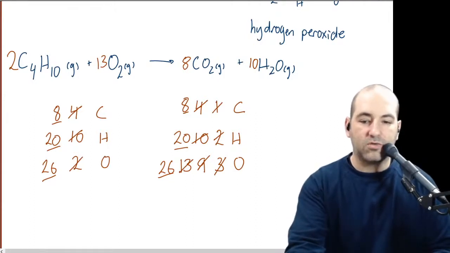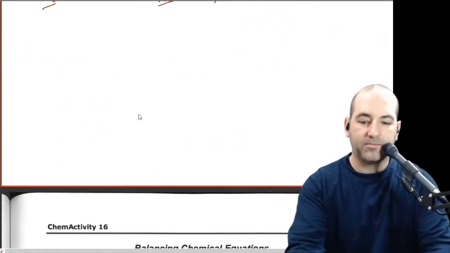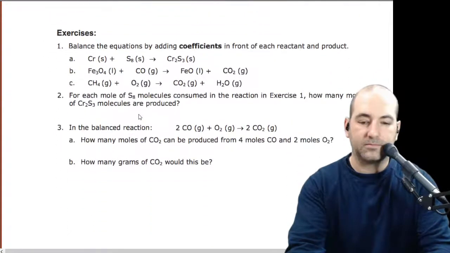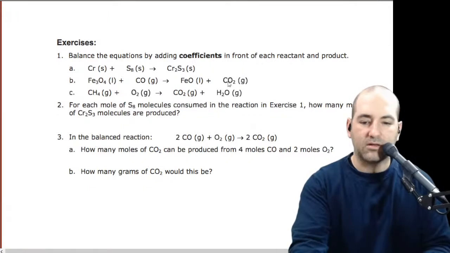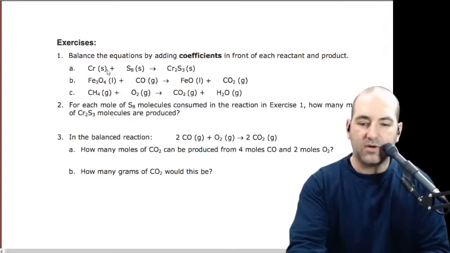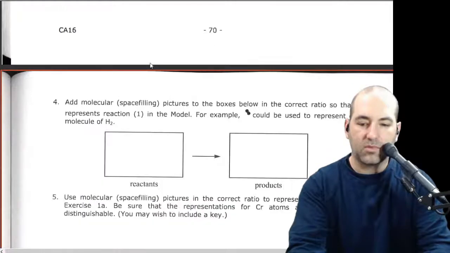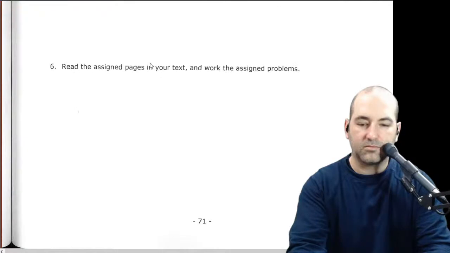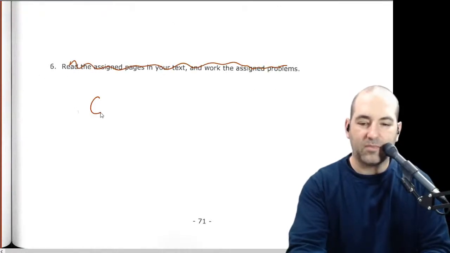So let's go back and do one together from the end of the worksheet here. And then I want to tell you one more thing, and then we'll be done. So let's take a look at the first one, A here. Cr plus S8 equals Cr2S3. We're not doing this part, so we can do this down here.